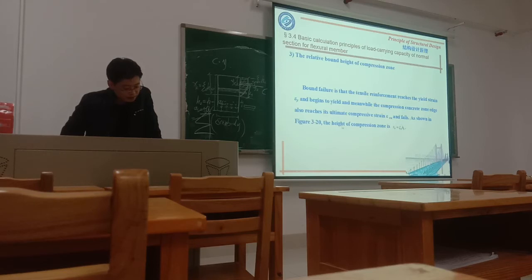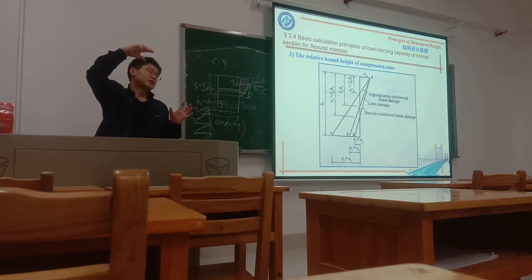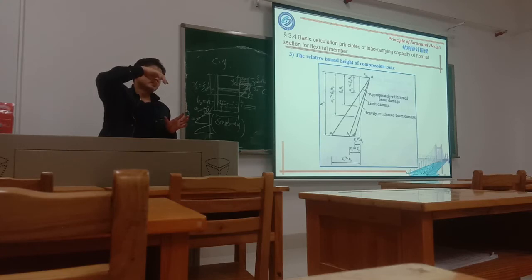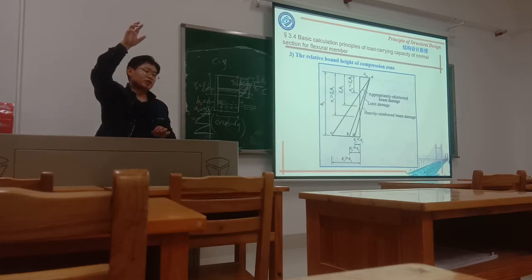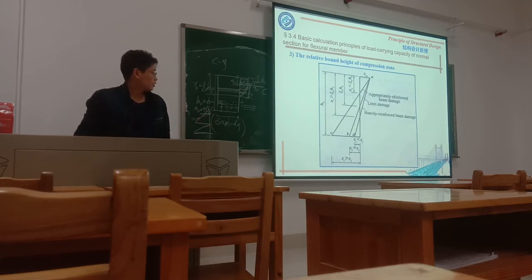So in this situation, the height of the compression zone xb equals xi_b h0. So at this AB line, the concrete reaches the ultimate strain and the steel reaches the yield strain. So it happens at the same time. That means this boundary condition happens at the same time, not that the steel reaches the yield stress and the concrete has not yet reached the compressive stress. At this point, the concrete reaching the compressive strength and the reinforcement reaching the yield strength happen at the same time. So that's the boundary.